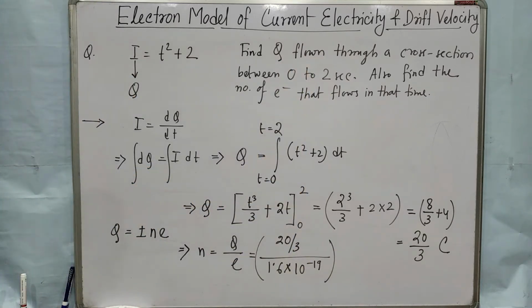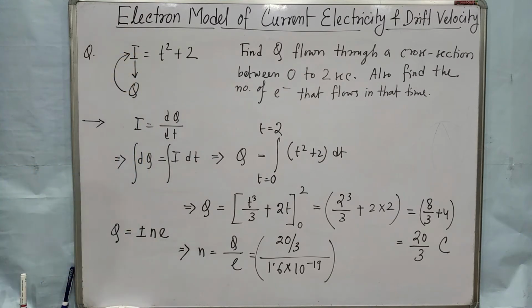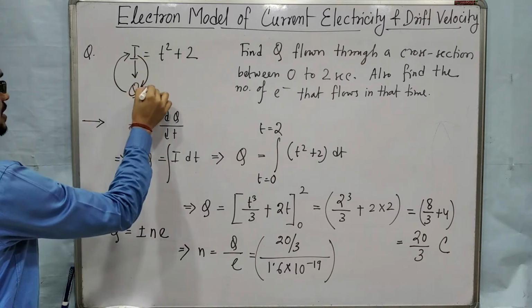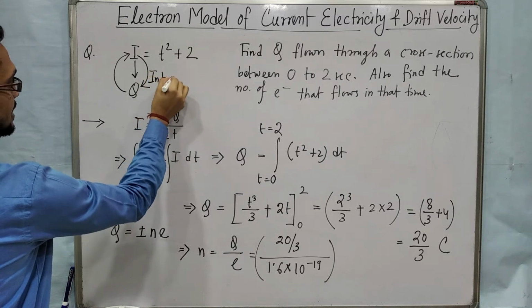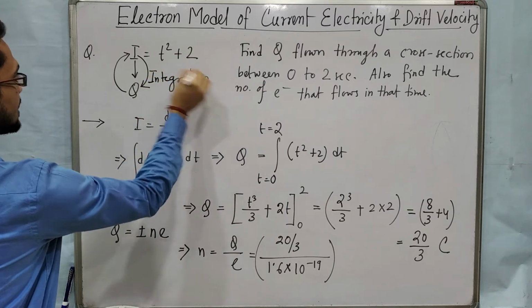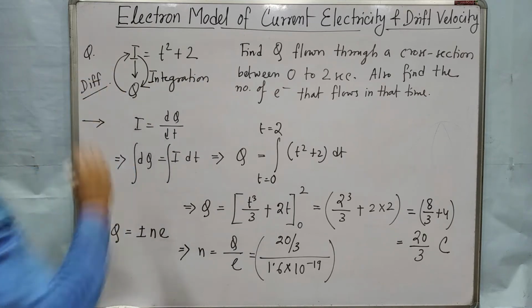Okay. So charge to current means differentiation, but current to charge means integration. Okay, current to charge means integration, and charge to current means differentiation. Okay, clear.